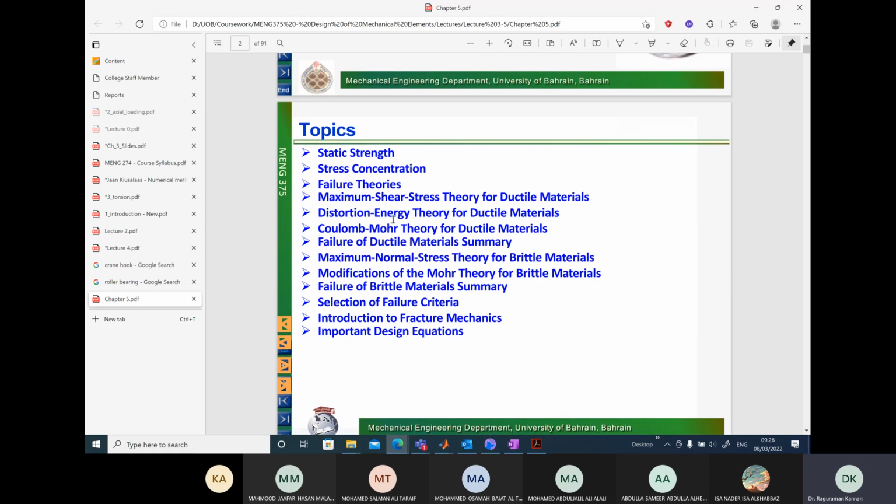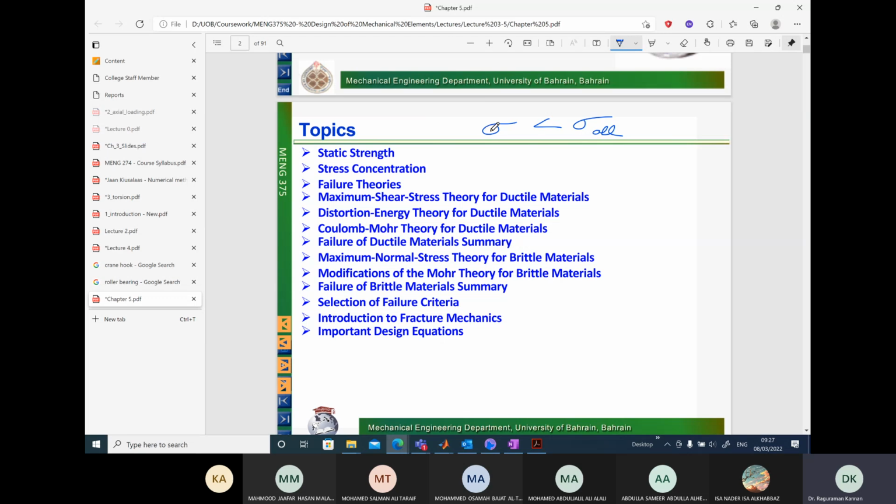Okay. So first we will go through why we need failure theories. For example, in 1D problems, we can just check our stress value. If it is less than the allowable stress value, then there is no failure. Mostly 1D problems are dealt with like this. But what about 2D and 3D problems? We have more stress components. We cannot just compare each and every stress component.